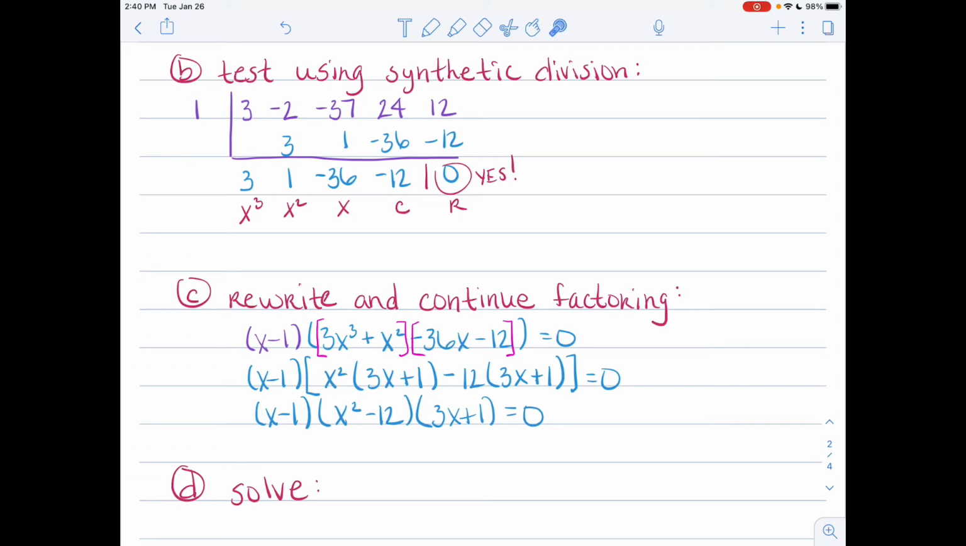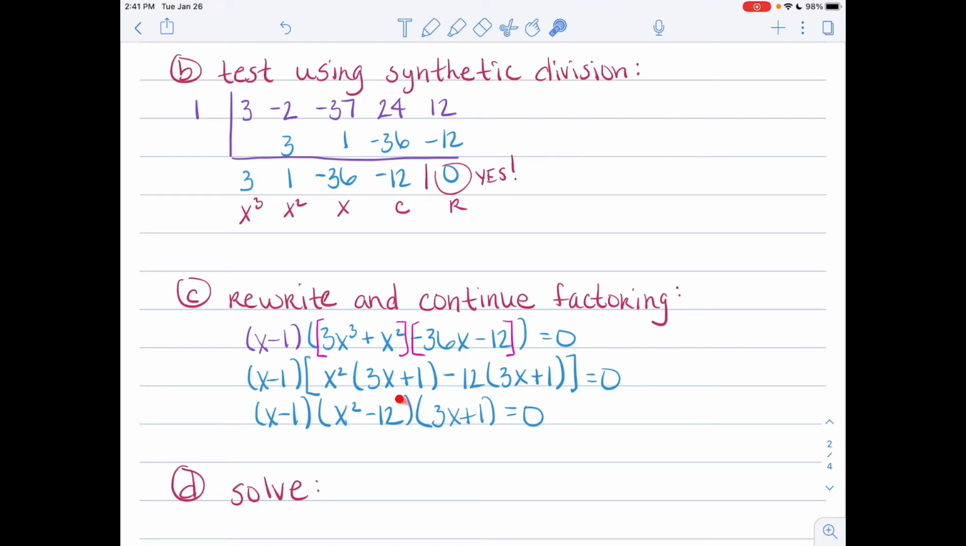GCF of x squared leaves me with 3x plus 1, and then a GCF of negative 12 for the second half also leaves me a 3x plus 1. This worked. I have 2 identical parentheses. Now I can combine my like terms, my 3x plus 1, and use the x squared and the negative 12.